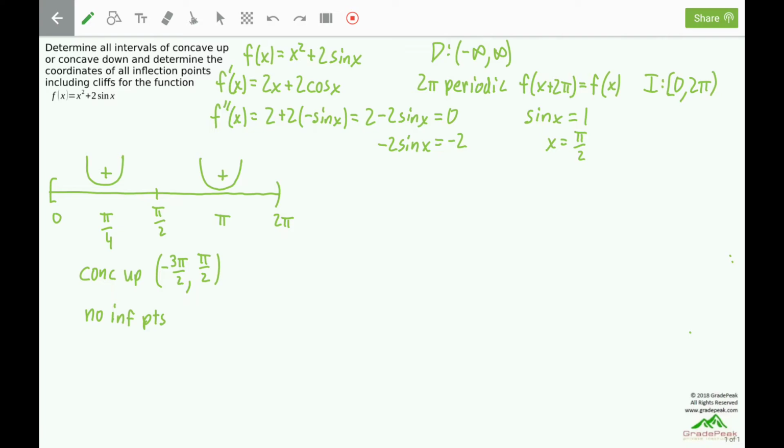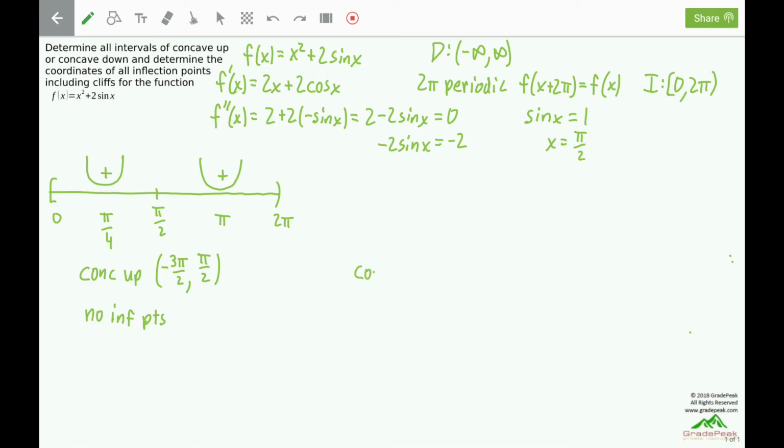This is the results over that interval. We can now expand these results to the entire domain of negative infinity to positive infinity using the 2 pi periodic nature of sine x by adding to each of the x values the period 2 pi times an integer n. This concave up interval is an interval of x values, so we will add 2 pi, the period, times n, an integer, to each of them. There are no inflection points, so there will be no inflection points over the entire domain.